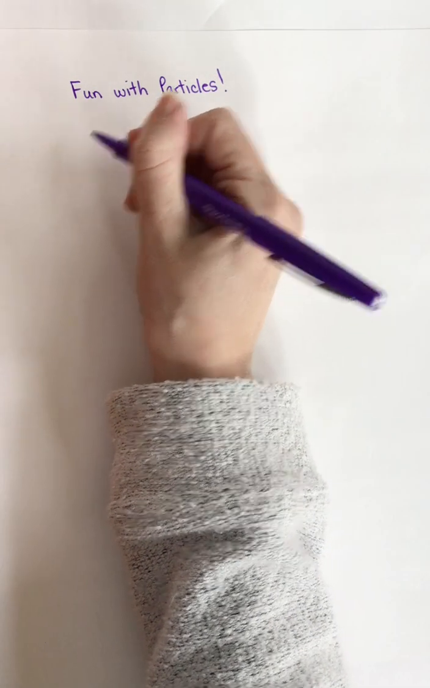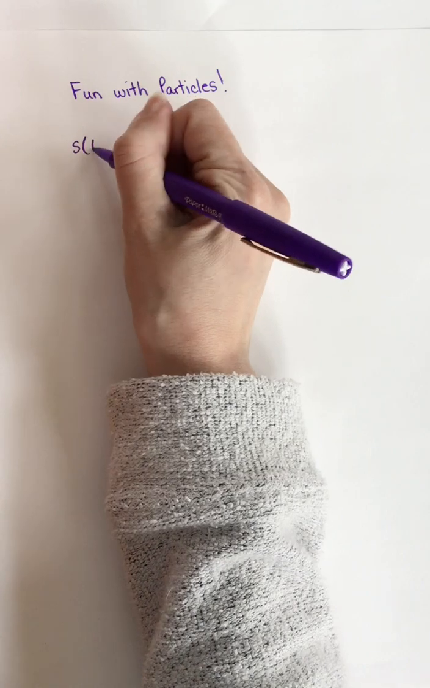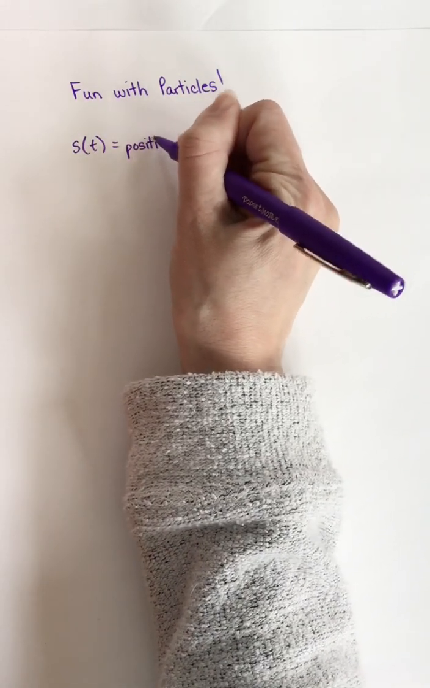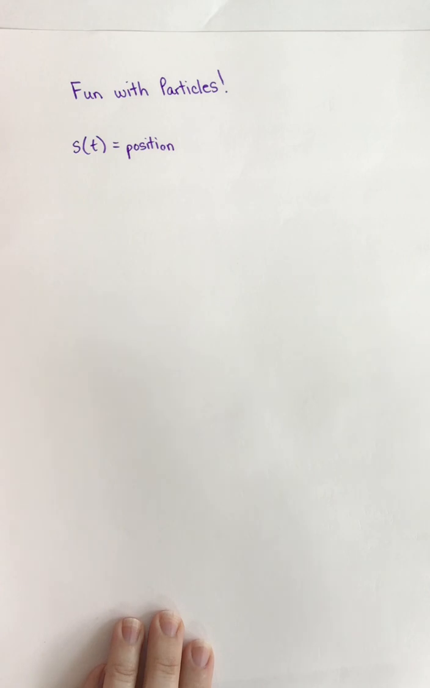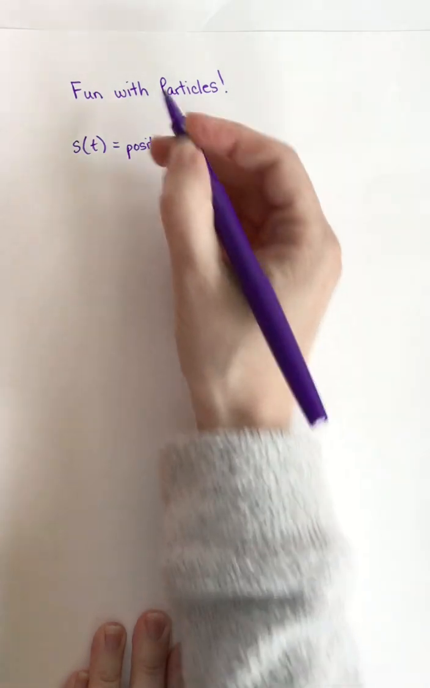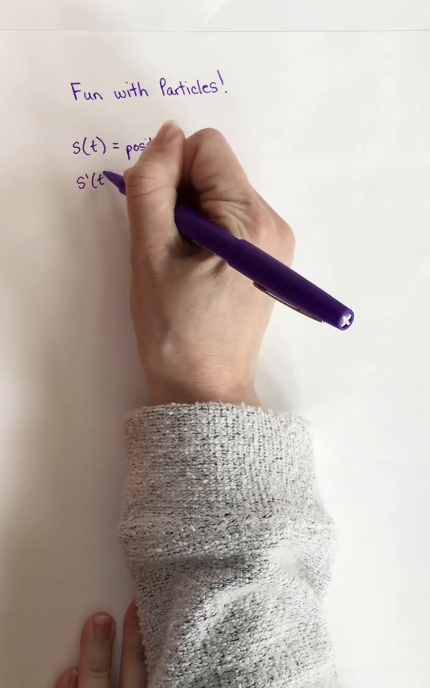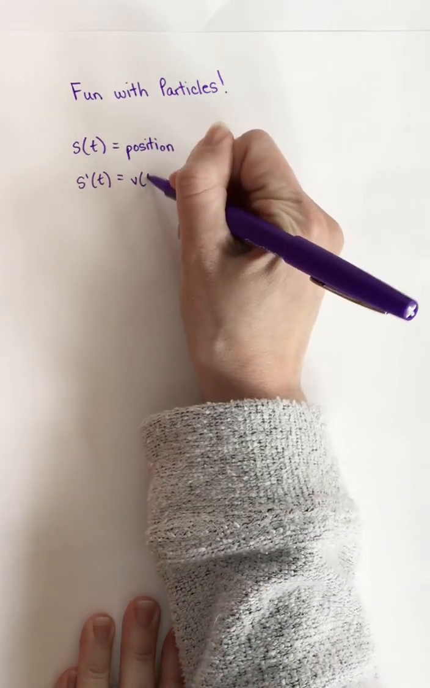And before we try to answer an AP question, I thought it might be helpful to do a little bit of particle review. So let's go all the way back to the beginning and say that S of t is equal to position. This actually was an application of derivatives, but it kind of flows over into integrals as well. If S of t was equal to position, then the first derivative is equal to velocity.